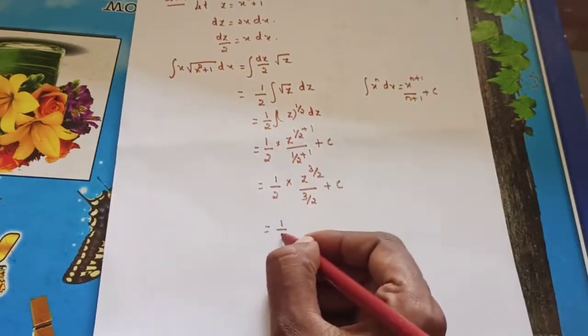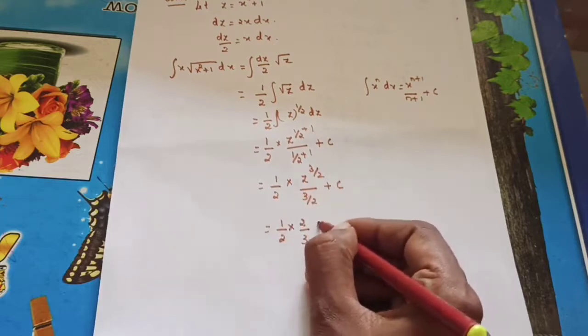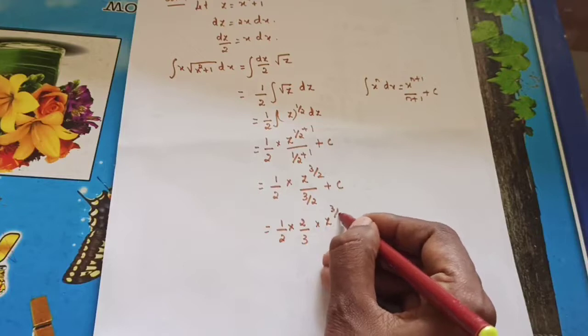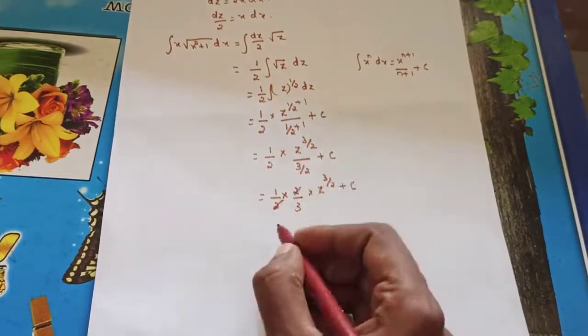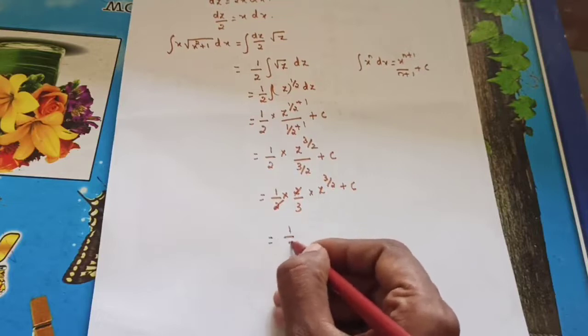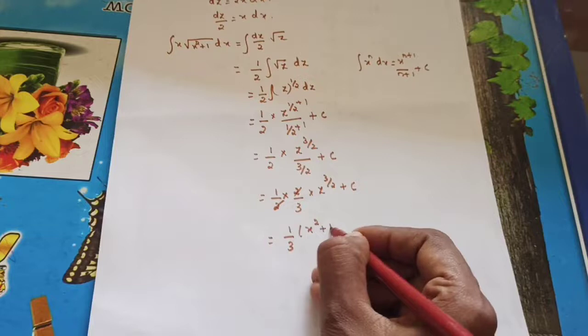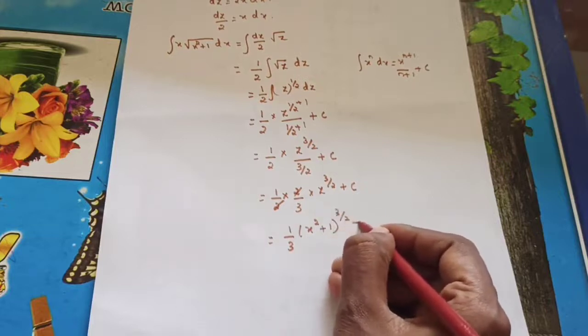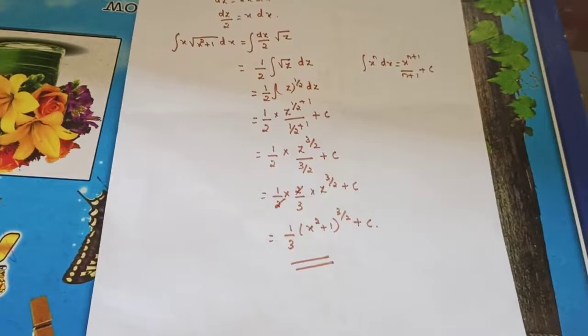So that's equal to 1 by 2 into, take it as reciprocal, 2 by 3 into z power 3 by 2 plus c. So 2 and 2 get cancelled. So what's the balance? 1 by 3 into z value. You can substitute, that is x square plus 1 the whole power 3 by 2 plus c. This is the answer. Okay, feeling very easy.